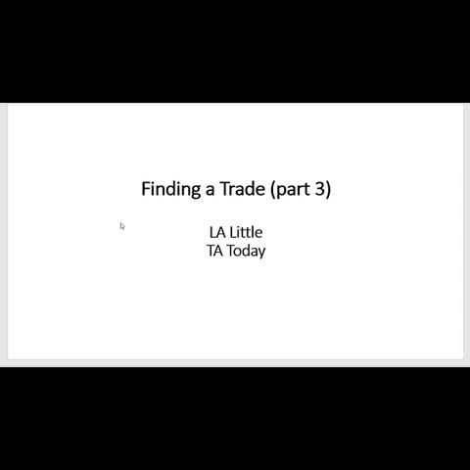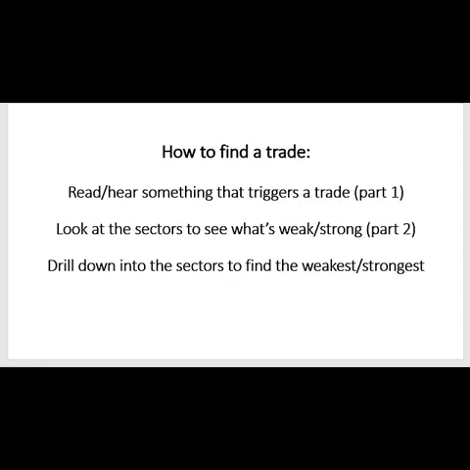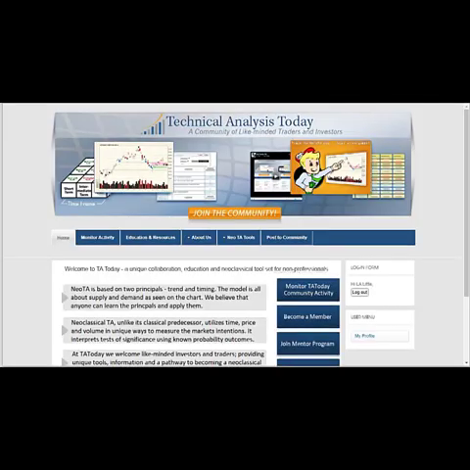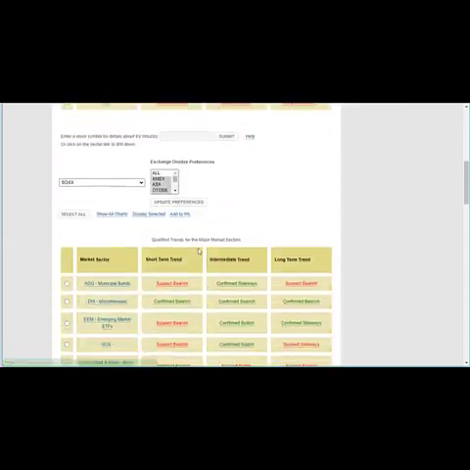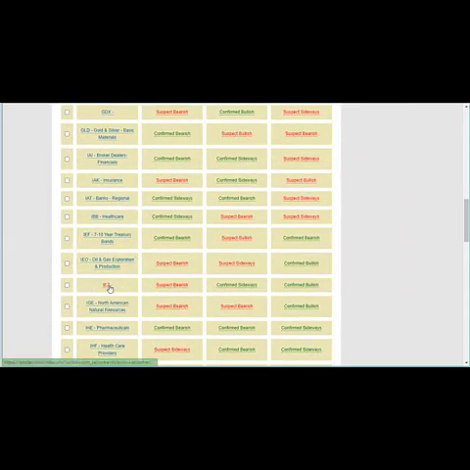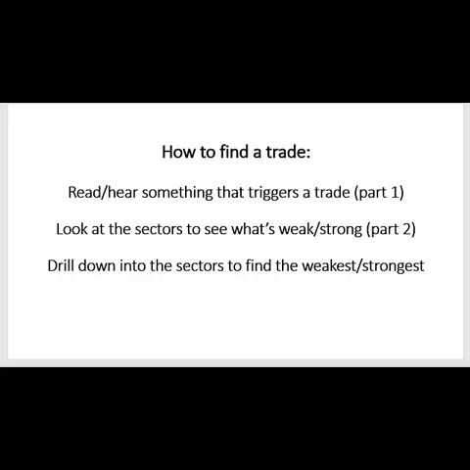This is the third part of finding a trade. We've covered two parts already. We read or hear something that triggers a trade idea and we pursue it. In others, we look at the sectors, and if you remember, we go into the sector trends, and we drill down on a sector, and we look at these sectors and decide what's in them and which one's best. But today we're going to do something a little bit different, and that is we're going to drill down into these sectors and find the weakest and strongest stocks inside them.